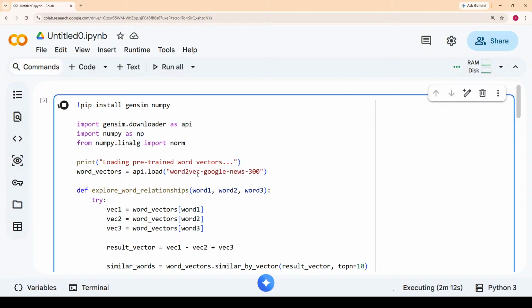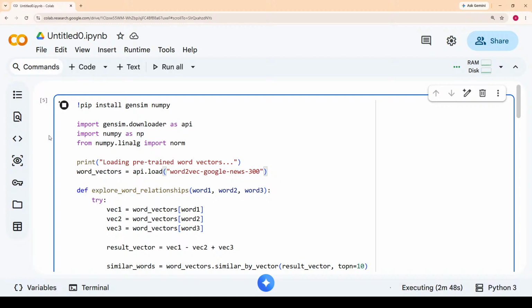Okay, next, why is it called Google News 300? Because it was trained on Google News data and each word is represented using a 300-dimensional vector. I repeat, why is it called Google News 300? Because it is already trained on Google News data and each word is represented in vectors, so the dimensionality of the vector is 300.